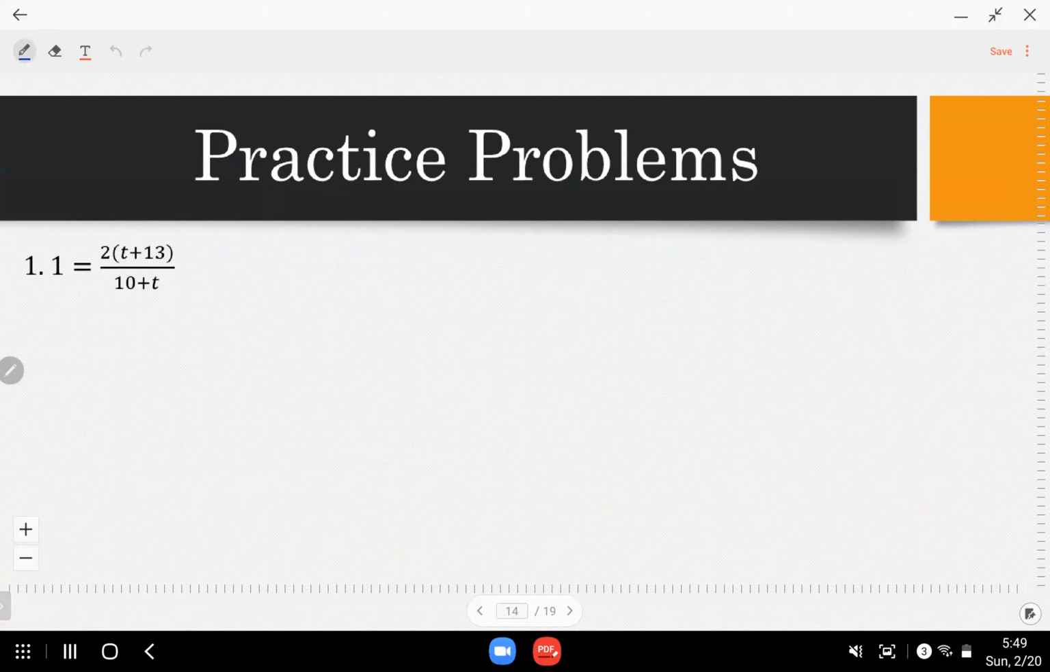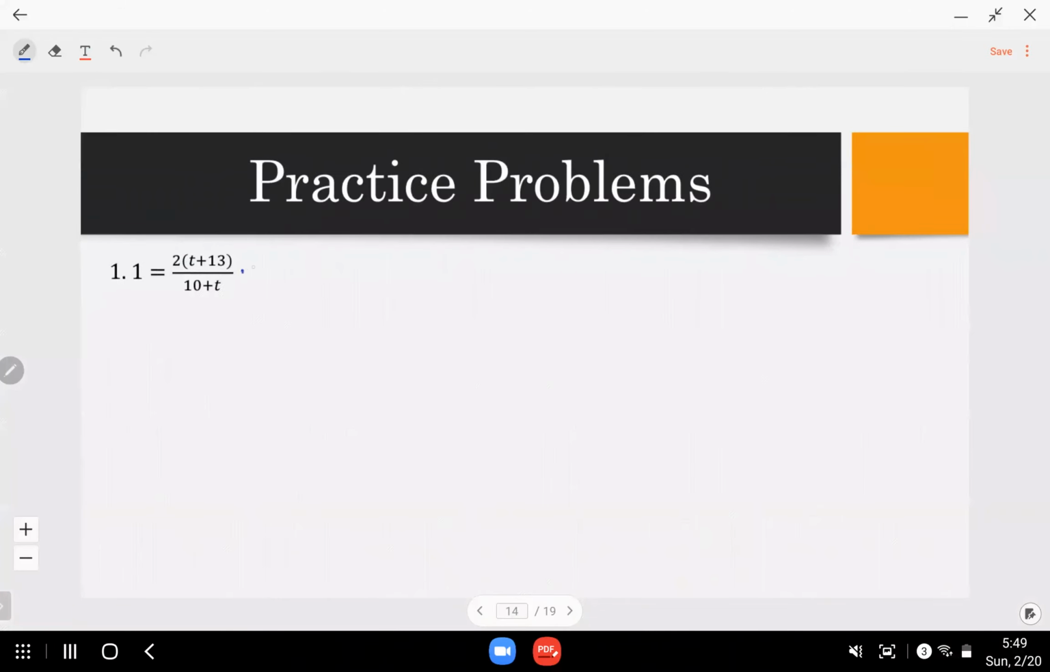Multiply everything by 10 plus t. Okay, cancel it out. Then you get, actually, let's not do it there. So then you get 10 plus t on this side. Then you get 2t plus 26. Why would they use t? Let's make this a fancy t. There we go. 26. Okay.